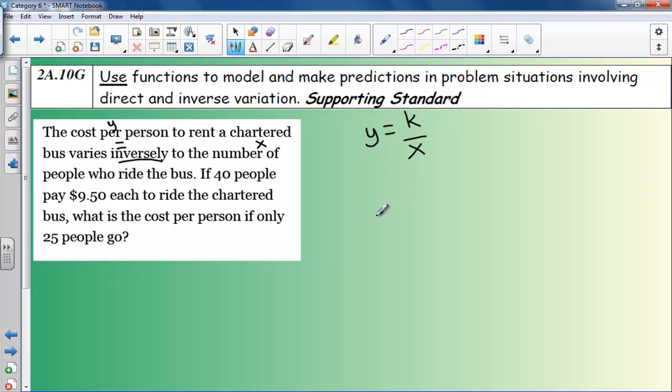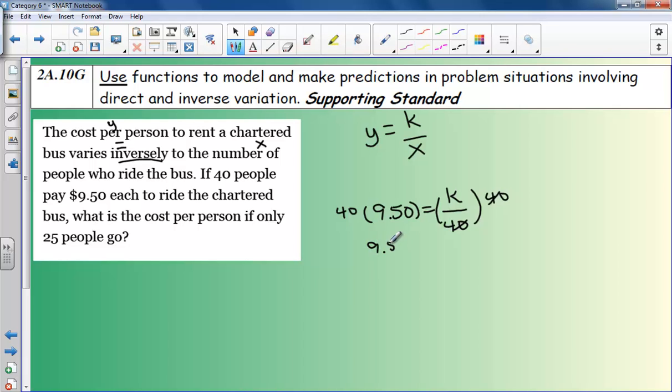Okay, so here's my equation. So the cost per person to rent a chartered bus varies inversely to the number of people who ride the bus. So the cost per person is $9.50. So I need to find out how much that is then if 40 people are going. So to solve for k, I'm multiplying by 40 on each side. So any top, any bottom. So I'm going to multiply these out.